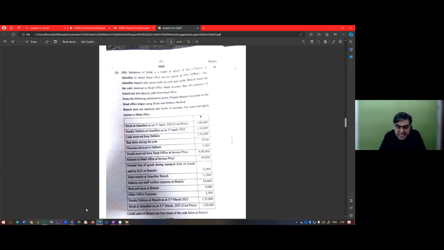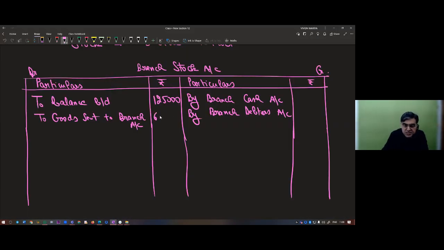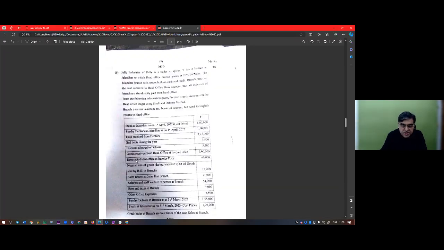Goods received from head office are 6 lakhs. Next, return to head office is 60,000.